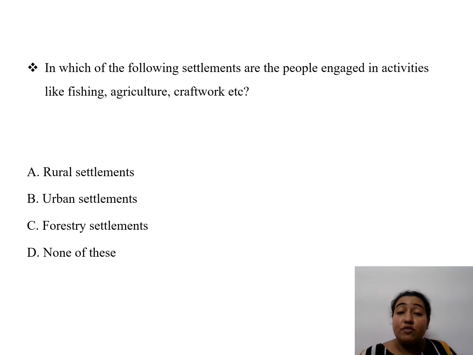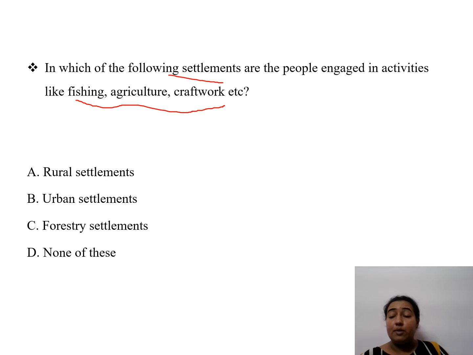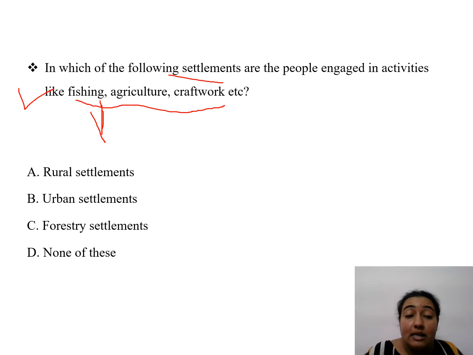Now, in which of the following settlements are people engaged in activities like fishing, agriculture and craft work? Where did we study this? You need to think which type of people do this. People who are living in cities, do they do this type of work? No. They go to offices. They are in manufacturing, IT services. So people who are staying in villages, good, they are involved in such type of activities. Now, where are they staying? They are staying in rural settlements. Forest is also not the correct answer.